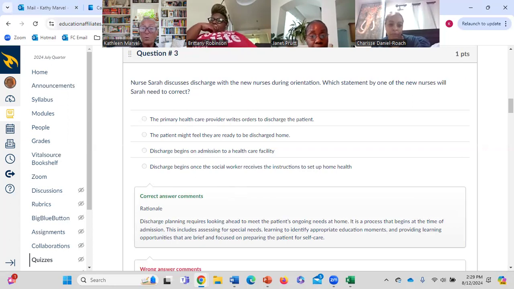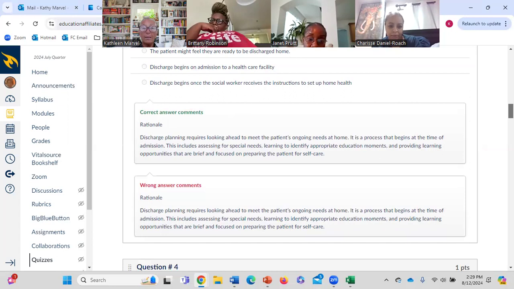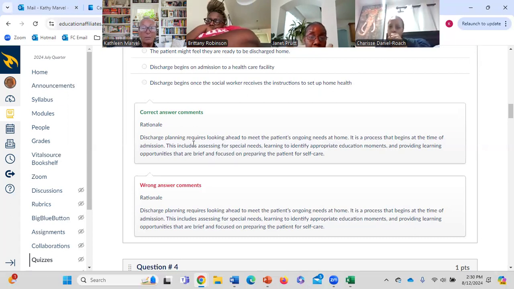Okay. Let's look at the rationale here. Discharge planning requires looking ahead to meet the patient's ongoing needs at home. It's a process that begins at the time of admission. During that assessment, as we start to plan for discharge, it includes assessing for any special needs, identifying appropriate education moments, and providing learning opportunities that are brief and focused on preparing the patient for self-care. That's what discharge planning is all about. You can't be doing it when you're showing them the discharge paperwork. I mean, what if all these other services need to be involved? What if we need PT? What if we need OT? What if we need health aides? What if we need medical equipment? You can't be doing that at discharge. It starts at admission.